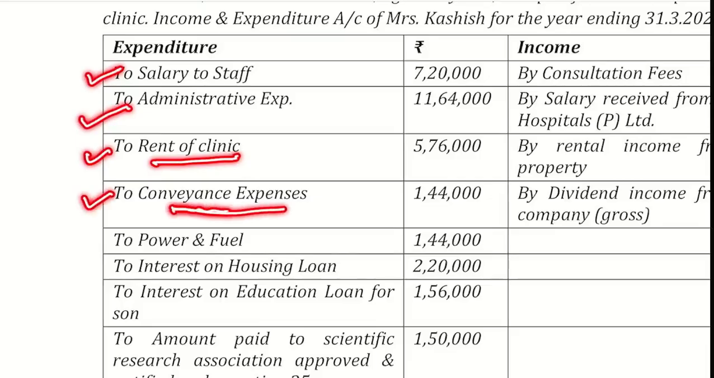See, if these conveyance expenses are related to business, then we are okay. But if it is personal, then no. Power and fuel, okay. We'll look at this also. Power and fuel, if it is for business, then it's okay.